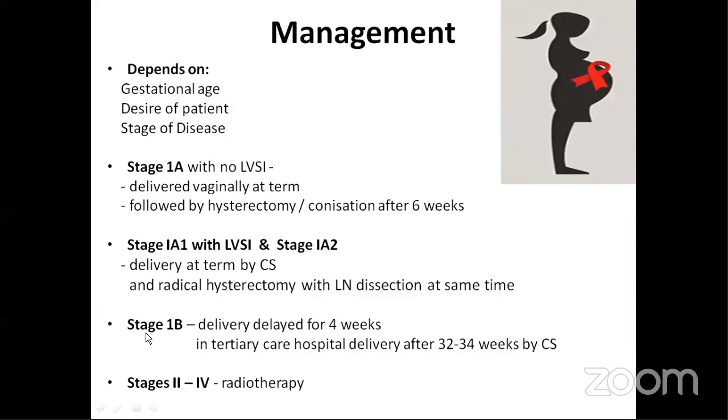Okay. Next thing is stage 1B. So you can delay the delivery, you can prolong it for the next 4 weeks. You can also see if you can prolong it till at least the lung maturity of the fetus is obtained. That is, you can push it till 34 weeks and then you can deliver by cesarean section and also with radical hysterectomy and lymph node dissection.